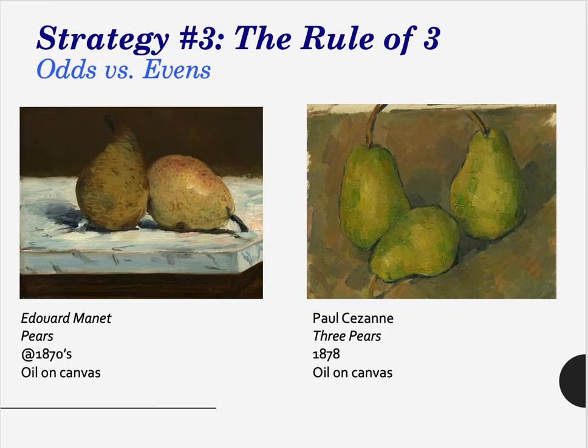Our next strategy is the idea of the rule of 3, or odds versus evens. So you might look at these and go, okay, it's pears, Miss Lovell. Yay! A painting of pears. Yes, that's true. And you might never want to put this in your house or think it's particularly interesting. But if we eliminate those thoughts and just look at this idea of having a complete set of 2 or 3, what is happening when you make those choices?